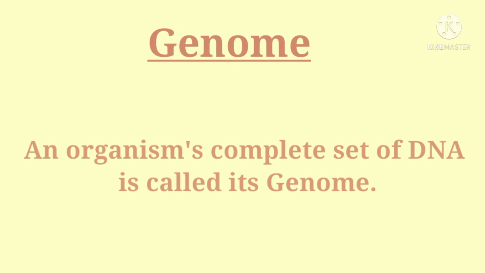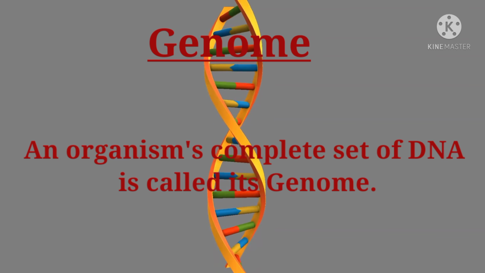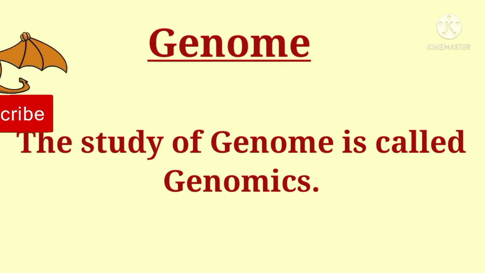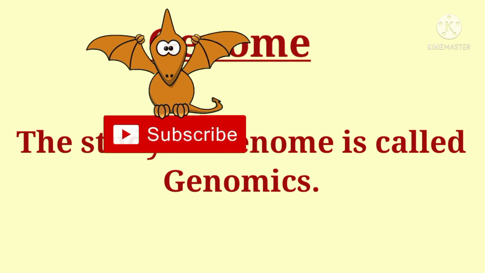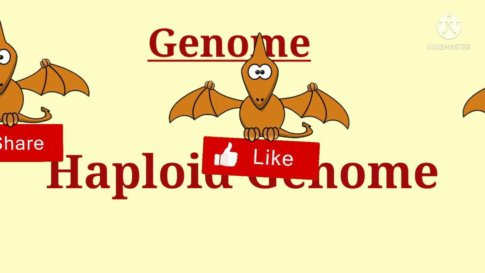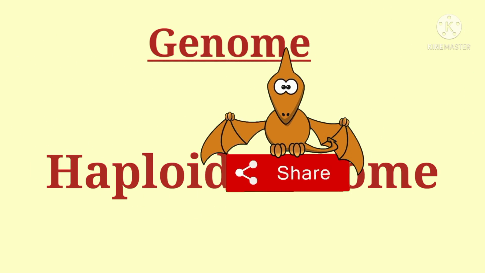Next, we are going to see what is a genome. An organism's complete set of DNA is called its genome. The study of genome is called genomics. Most bacteria have a haploid genome, that is, a single chromosome consisting of circular double-stranded DNA molecule.